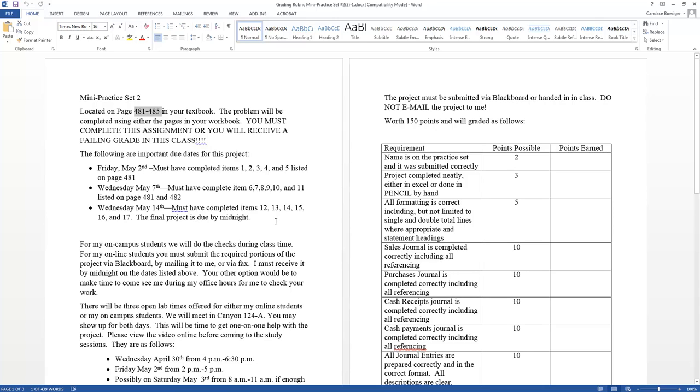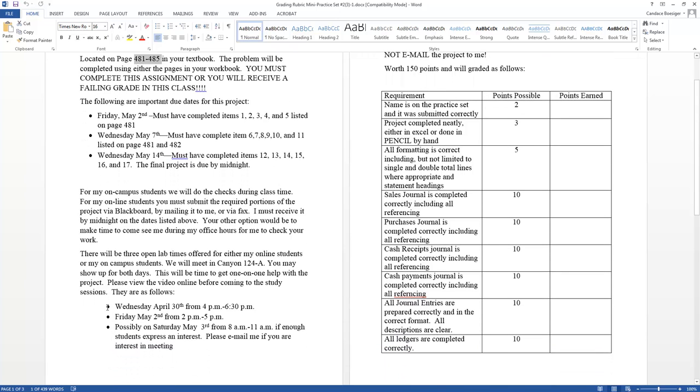Last time stuff got lost in the shuffle, so there are submission points out on Blackboard, so please submit it there. Something slightly different than what I've done in the past: I'm going to have some open lab times. For instance, this Wednesday from 4 to 6:30, I'm going to be in Canyon room 124A during those times. Show up if you need help. I'm willing to help you one-on-one. Friday from 2 to 5, and then if you need me on Saturday, I would be more than happy to show up and meet with you on Saturday.